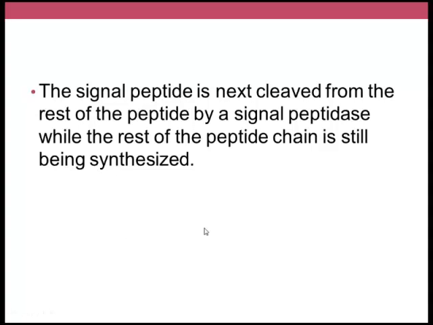The signal peptide is then cleaved from the rest of the peptide by a signal peptidase. Now its role has ended. The role was to guide the polypeptide chain into the cavity, to pass through the pore of the endoplasmic reticulum and enter into it. Once this happens, its function has ended, so it is cleaved and removed from the peptide.